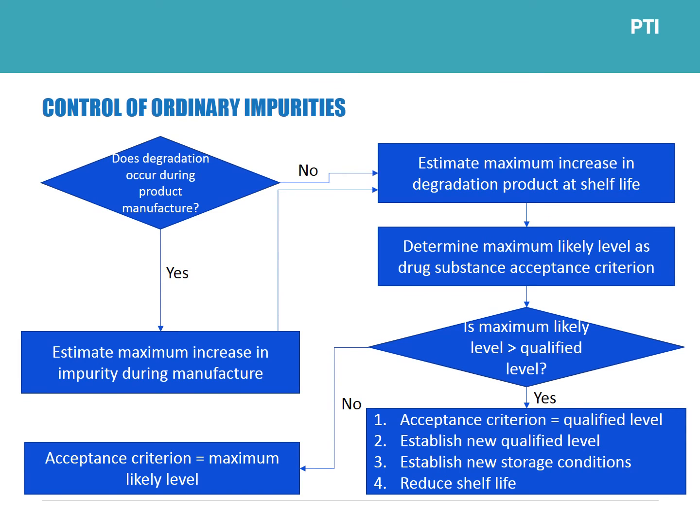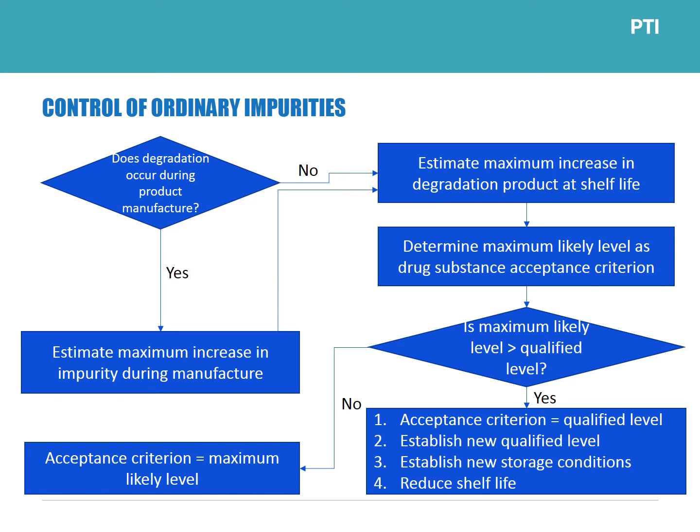So now on to the control of ordinary impurities in drug products, and ordinary impurities are those that do not have any genotoxic potential. We'll cover genotoxic impurities later. So the first question we ask is, does degradation occur during drug product manufacture? If yes, we need to estimate the maximum increase in the impurity during manufacture, and then we go on to estimate the maximum increase in the degradation product at the end of the drug product's shelf life.